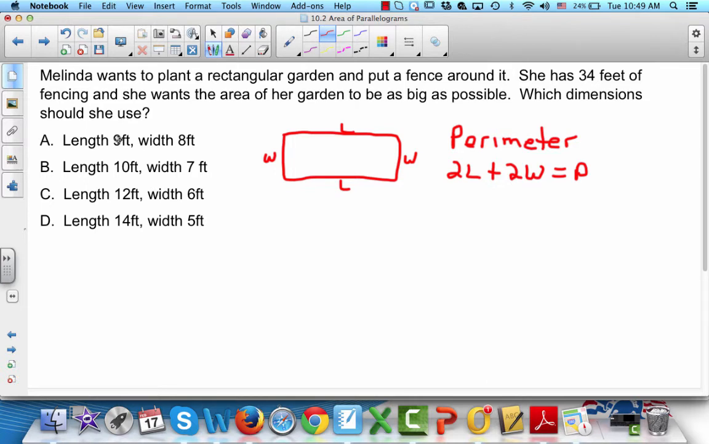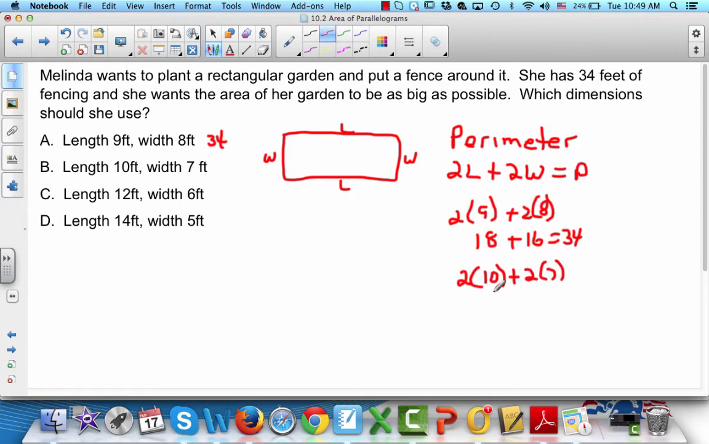So let's check these out and we'll see which ones work best with the 34 feet. This one's 9, this one's 8. So we go 2 times 9 plus 2 times 8. That gives us 18 plus 16 equals 34. So that gives us 34 perimeter. That's good. We go 2 times 10 plus 2 times 7. That gives us 20 plus 14 equals 34. So that works out. So either one of these works.